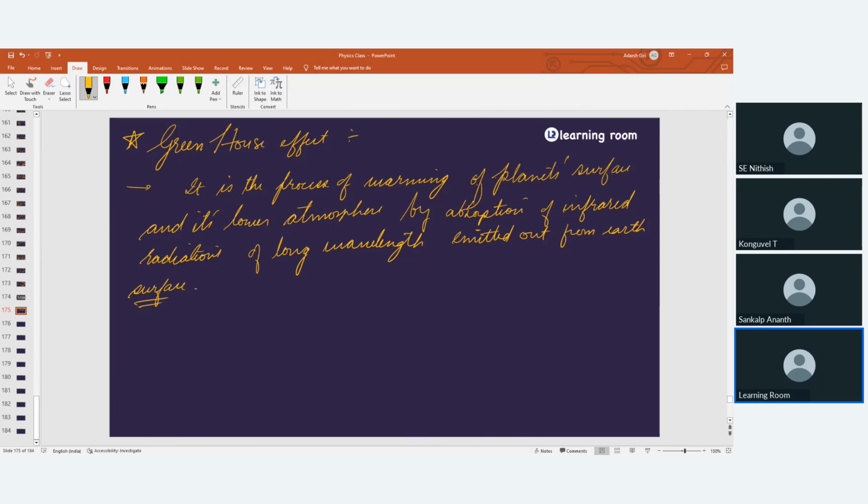The process of warming of the planet's surface and its lower atmosphere by absorption of infrared radiations of long wavelength emitted out from Earth's surface. Now see, what is long wavelength?